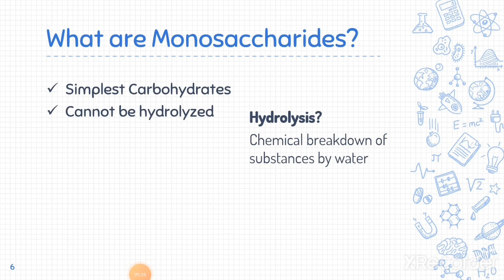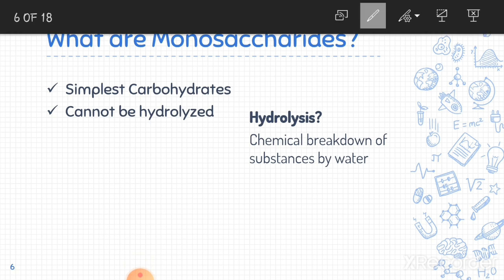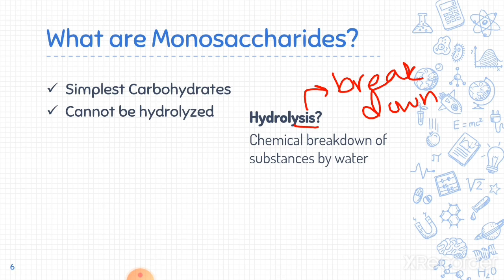So what is hydrolysis? Hydrolysis means the chemical breakdown of substances by water. As the term suggests, lysis means breakdown. So it is the process in which the larger molecules are broken down into smaller molecules with the addition of water. So these monosaccharides are the substances which cannot be hydrolyzed. This means that water cannot break them down into further smaller units.